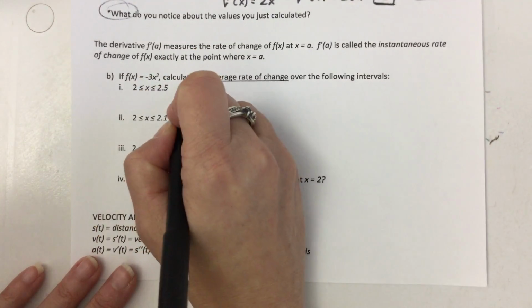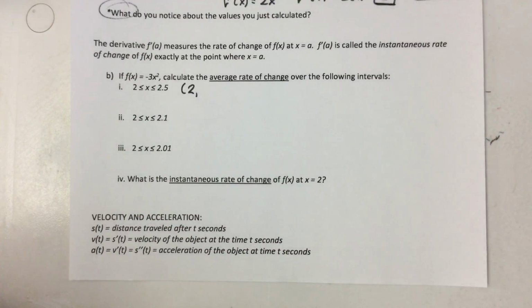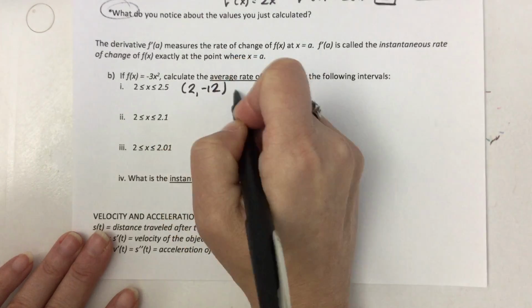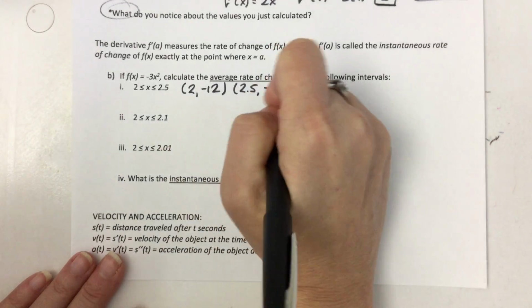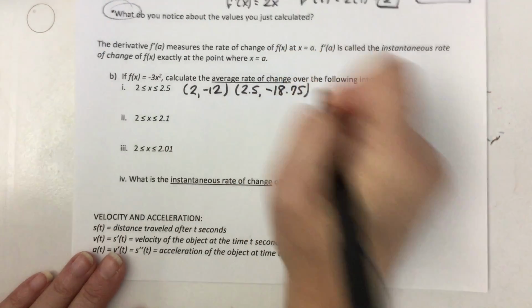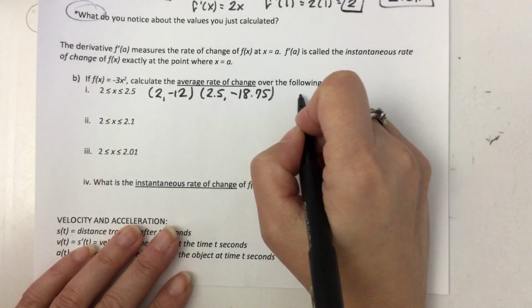Here, let's make our ordered pairs. If I have a 2, negative 3 times 2 squared is negative 12. If I have 2.5, negative 3 times 2.5 squared is negative 18.75. If I am finding the average rate of change, I'm finding the slope.